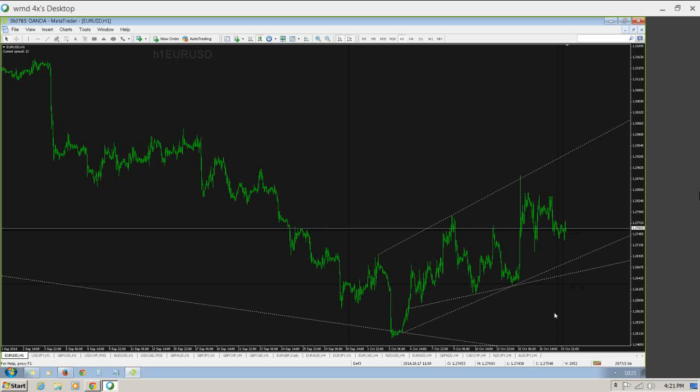But if it happens that we see a collapse through that 126, then on pullbacks, we could very easily be shorting the instrument and selling it at that particular stage. So we need to see her below 126. That will be an indication of trend continuation.